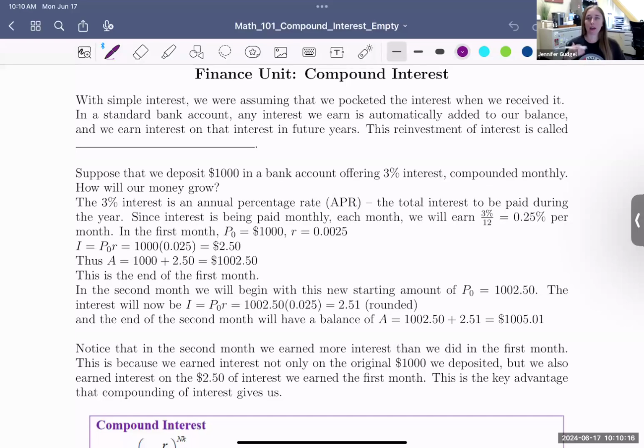Alrighty, so we are now heading into compound interest. With simple interest, the last section that we did, we had this situation where we were assuming that the interest we gained, we just put in our pocket. With compounded interest, the interest that you gain is staying in the account or staying with the loan and then accruing even more interest because the new principal amount is larger. All right, this reinvestment of interest is called compounding.